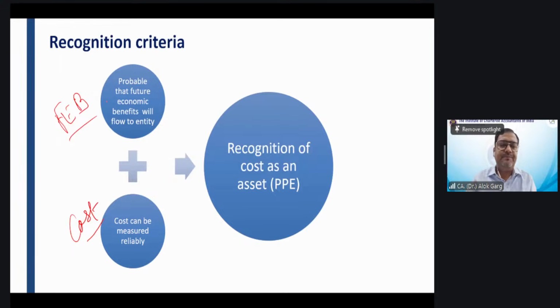For example, the government has provided an asset to the company free of cost, and this asset does not have a market value. Means the asset is not tradable in the market. There is no standalone selling price, no fair value, no market value of the asset, and the government has given the asset free of cost, as a gift.